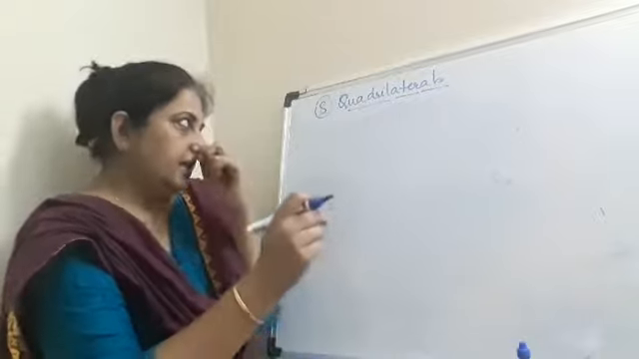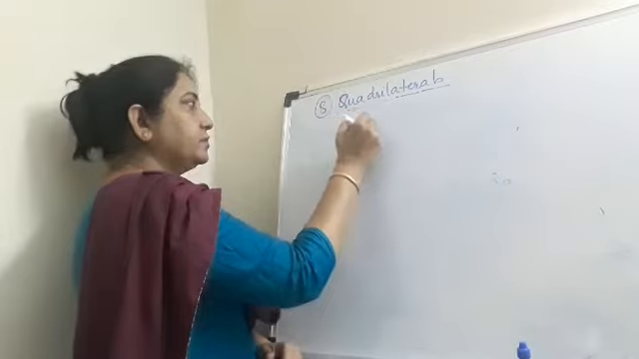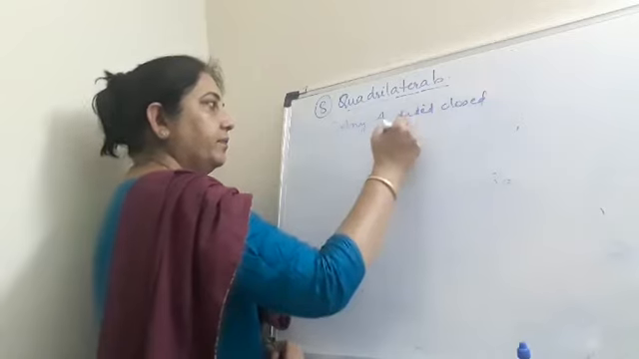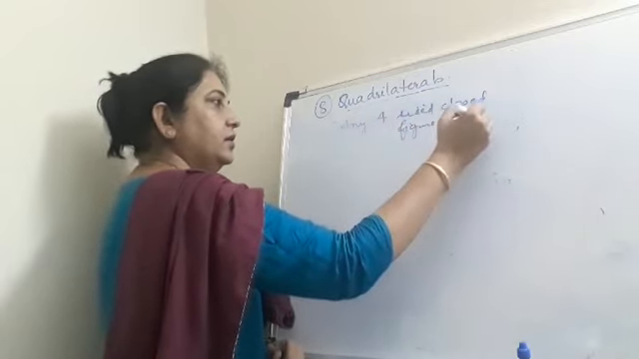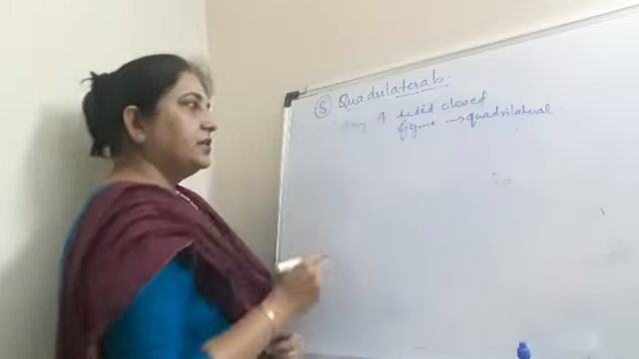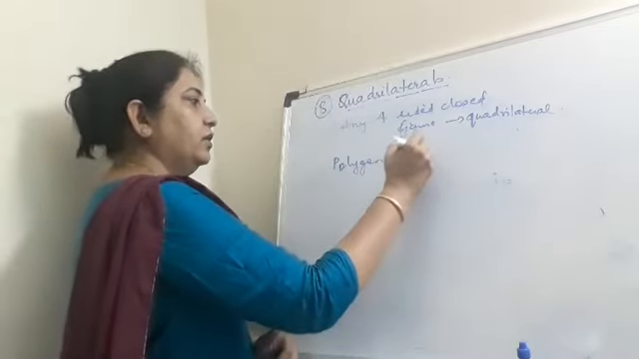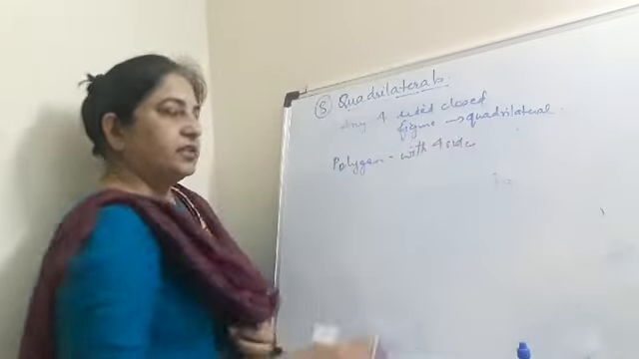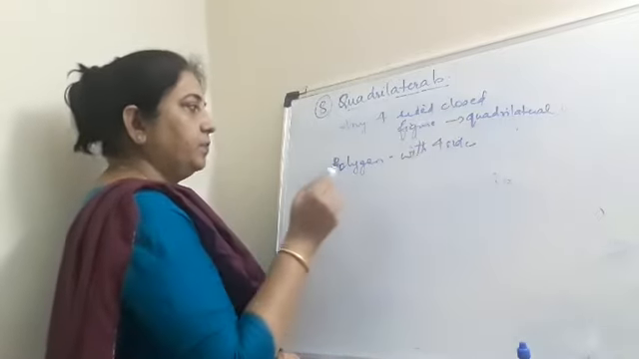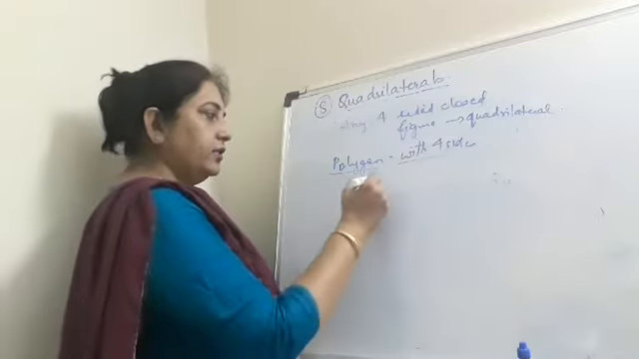Okay, now starting with the quadrilateral, you know that any four-sided closed figure is called a quadrilateral. We can also say that a polygon with four sides, right? Both the definitions have the same meaning, they are correct. Any four-sided closed figure is called a quadrilateral, or a polygon with four sides is known as a quadrilateral.